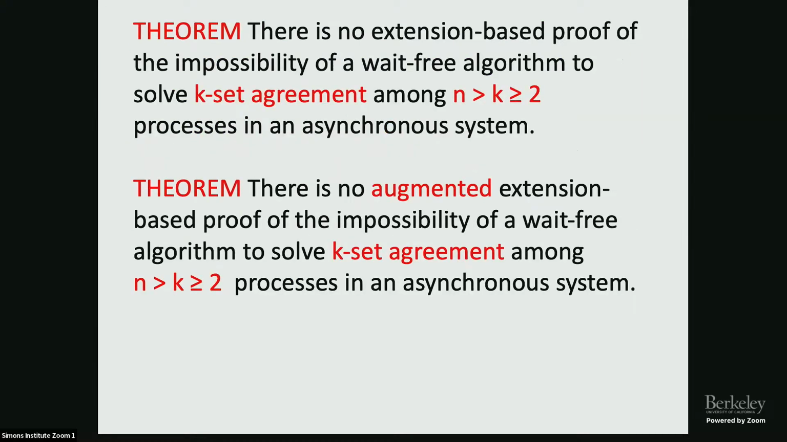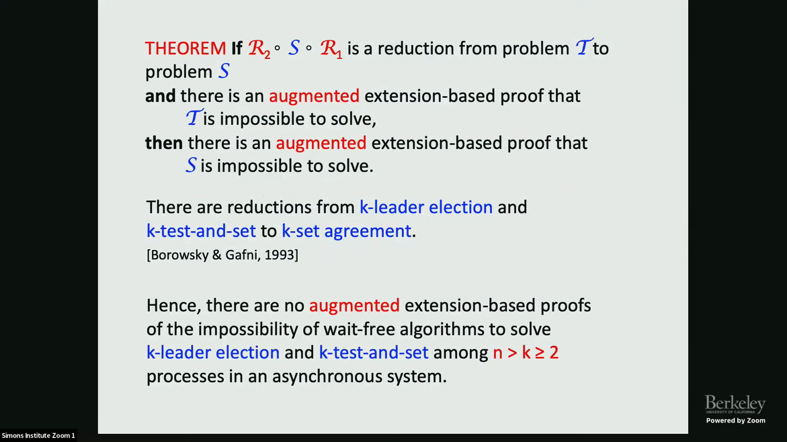We use the same technique to show that k-set agreement has no augmented extension-based proof of impossibility. We were also able to prove that if R2 composed with S composed with R1 is a reduction from problem T to problem S, and there's an augmented extension-based proof that T is impossible to solve, then there's an augmented extension-based proof that S is impossible to solve. What does our reduction theorem tell us?